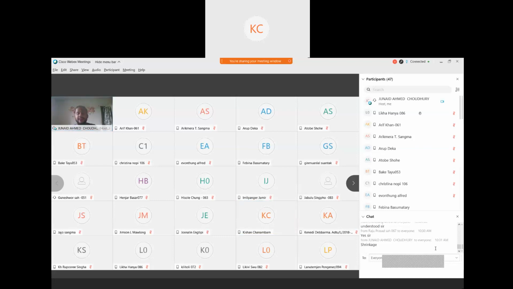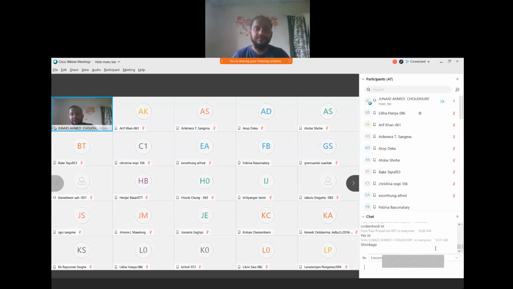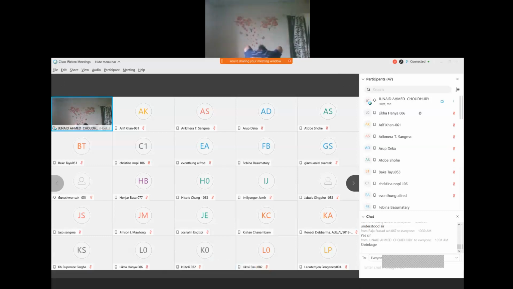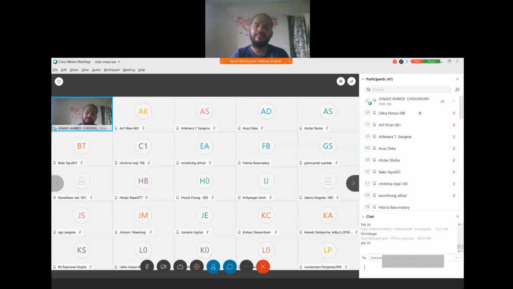Okay, so can anyone guess what might be the meaning of shrinkage? Can anyone tell me what is shrinkage? Can you tell me the meaning of the word shrink? If I ask you what is the meaning of the word shrink, S-H-R-I-N-K, shrink? Change in size.